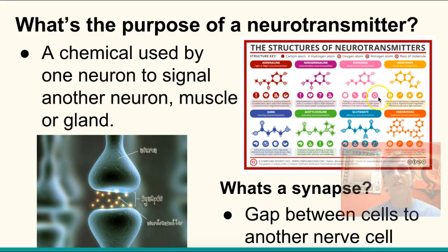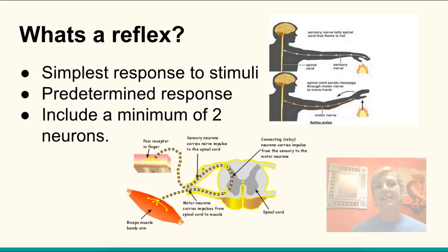And then the different neurotransmitters will cause responses on different types of cells. A reflex is the simplest response to a stimulus. It usually involves 2 to 3 cells. So at the minimum, you have 2 cells. Remember, sometimes the spinal connection isn't made. We don't need an associative nerve.